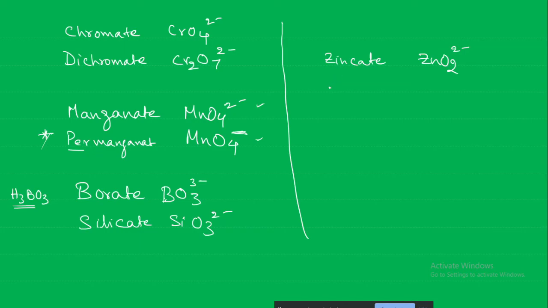Then tin. Tin gives stannate, SnO3 2 minus. Then plumbite, which is lead, Pb. Plumbite is PbO2 2 minus. So here you can see zincate and plumbite are both O2 2 minus. Stannate is SnO3 2 minus.